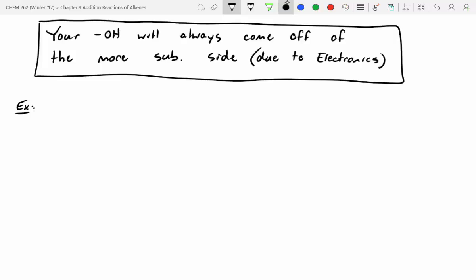So let's say we've got this compound, right? We've got an alkene. It's a tri-substituted alkene. And we're going to react this with bromine and water, our halohydrin reaction. And we know in the first step, this pi bond's going to attack, the bromine's going to get kicked off, and we're going to form this three-membered ring in all of these situations, right?